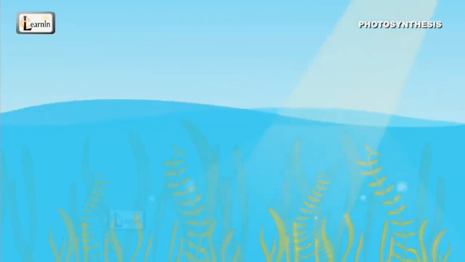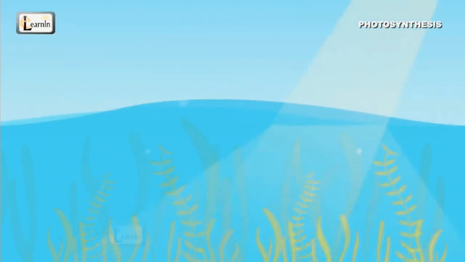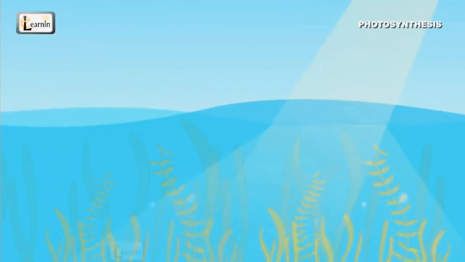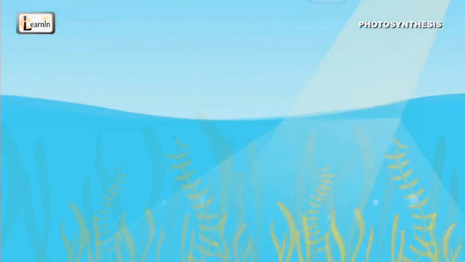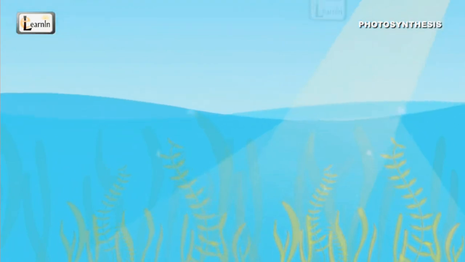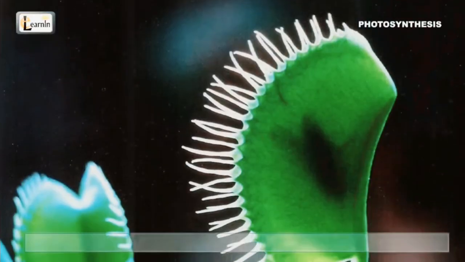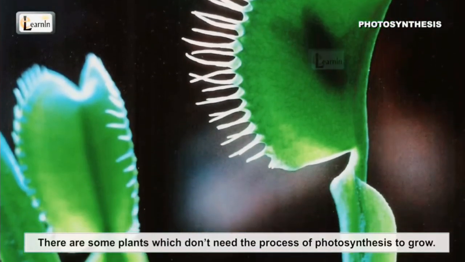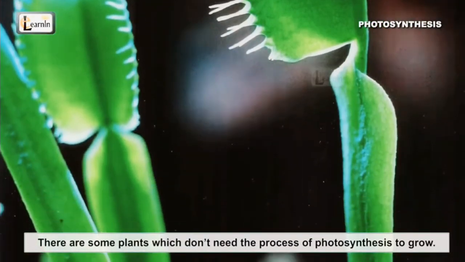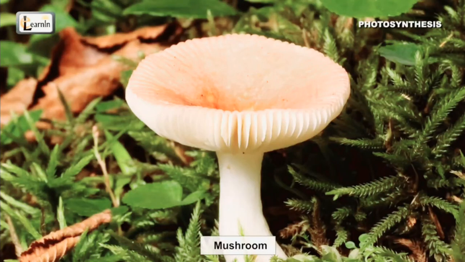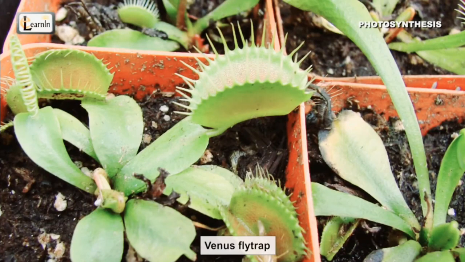Underwater photosynthesis takes place at a slower pace than the normal photosynthesis. This is because energy from the sun is absorbed by the water layers and only some amount of energy actually reaches the plant. There are some plants which don't need the process of photosynthesis to grow. Such plants include mushroom, Venus flytraps, etc.